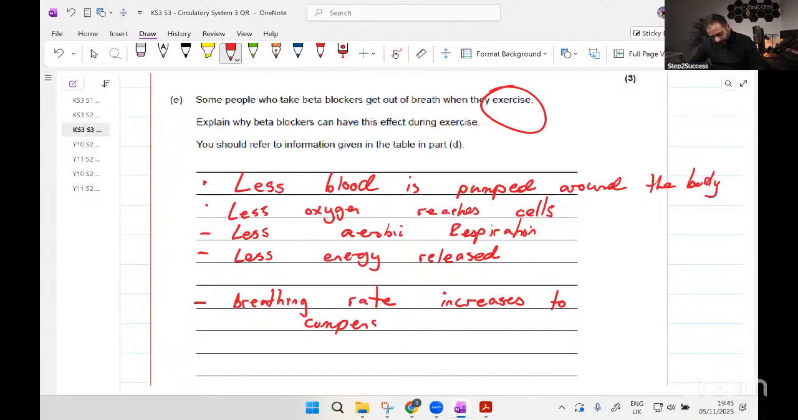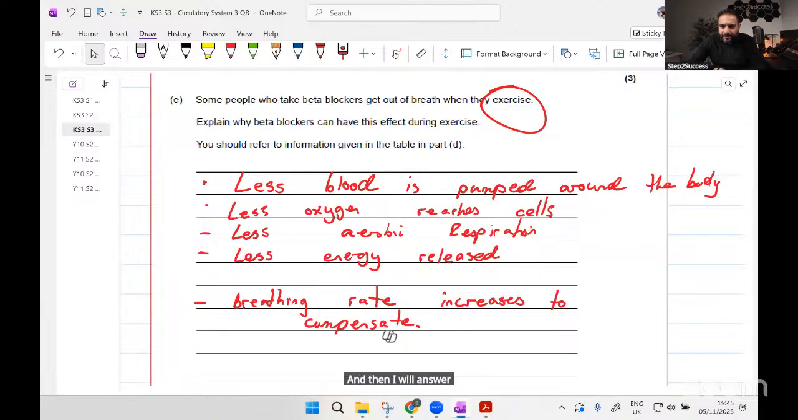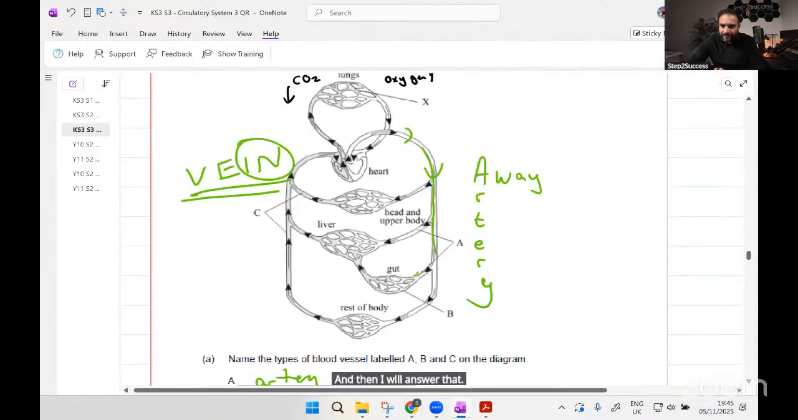And most of those points should be sufficient for most of the marks. Put some numbers to it, and you should be good. That's 2E done, and that was it. And then I will answer that last question. So booklet 1, 5C, I think you asked.